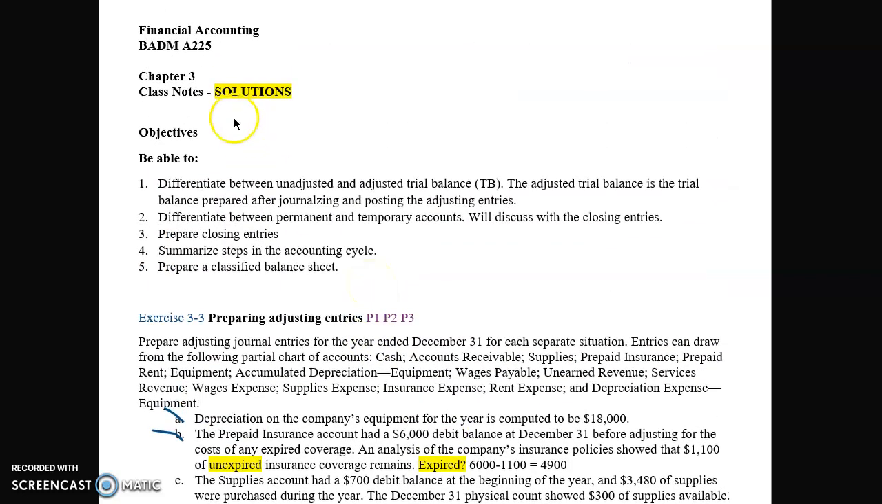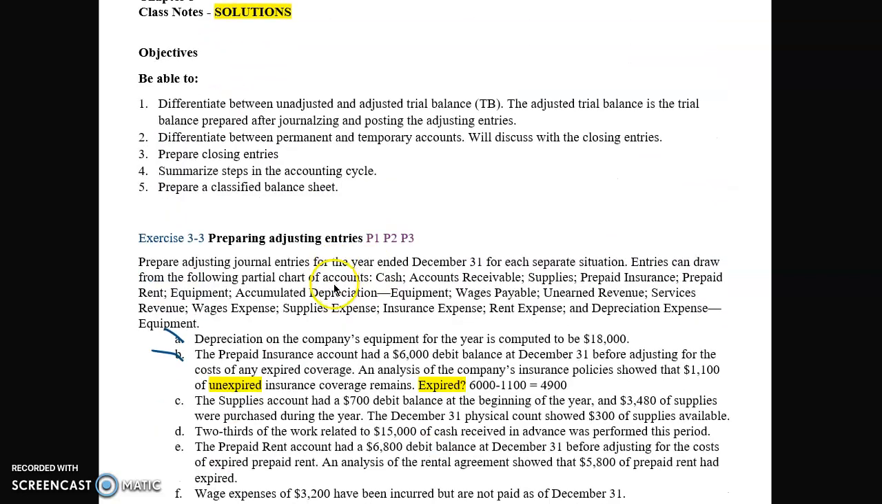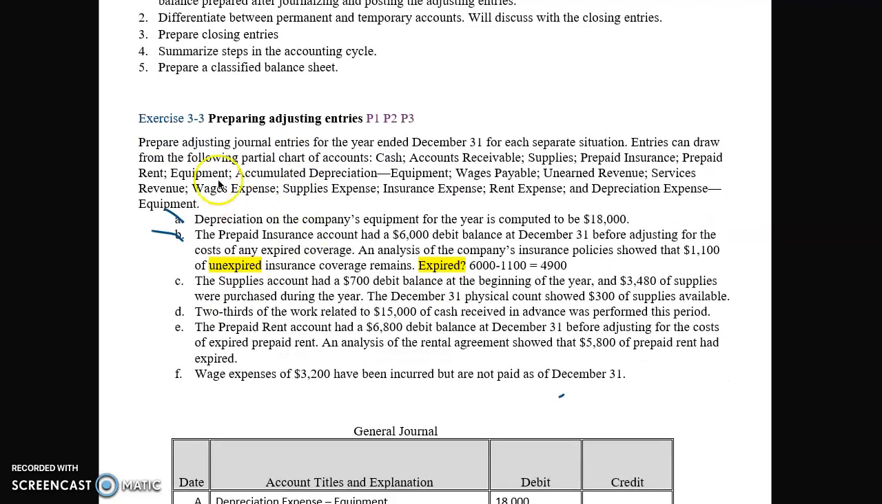All right, so chapter 3. We're going to work on adjusting entries in this chapter. I'm going to let you pause the video and read this problem so I don't read the problem and make it a real long video. So you read the problem, right? And you know we need to do adjusting entries.